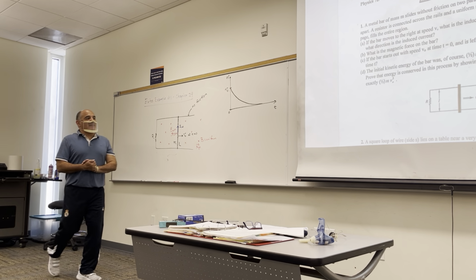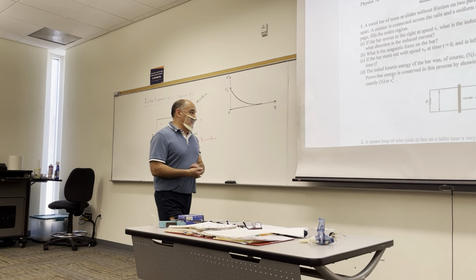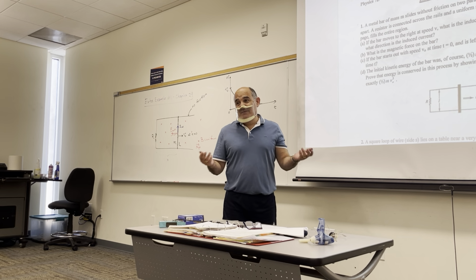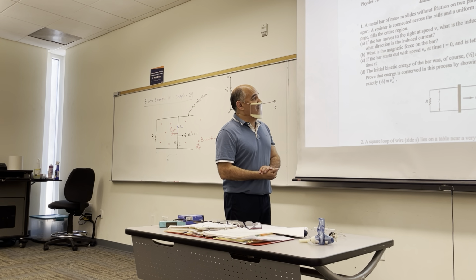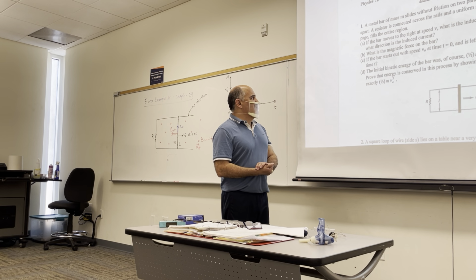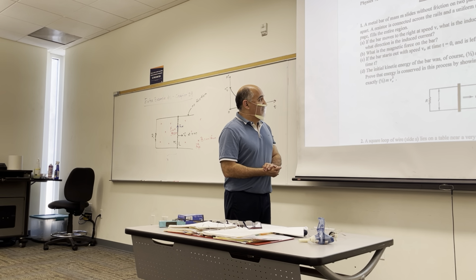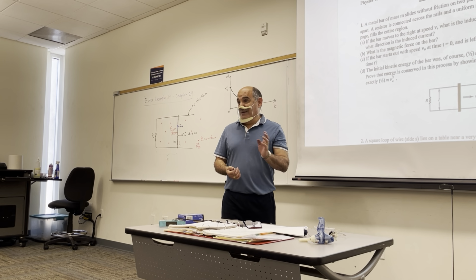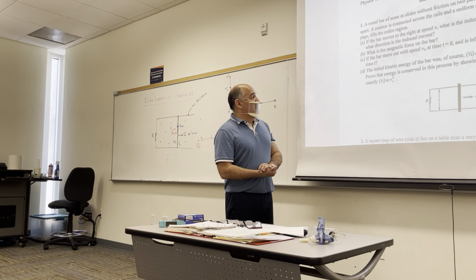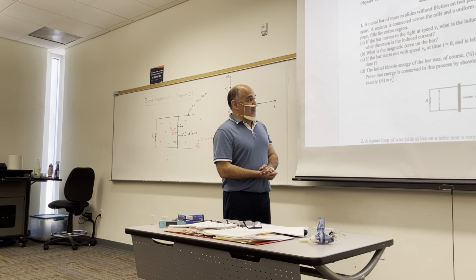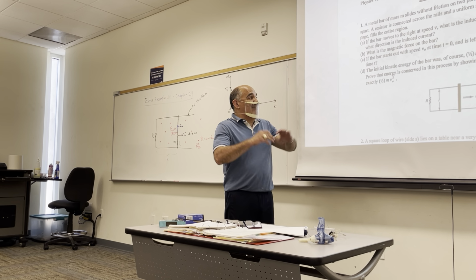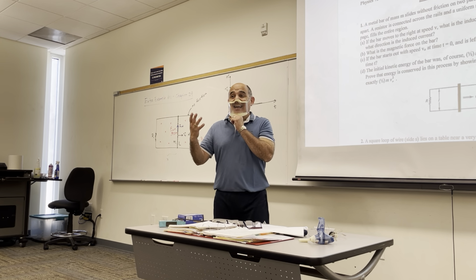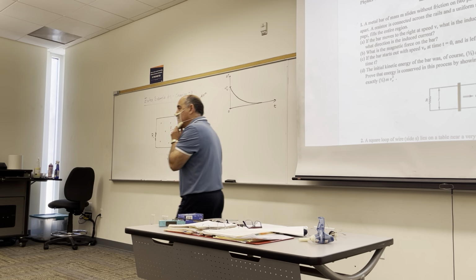So the initial kinetic energy of the bar was, of course, 1/2 m v naught squared, right? Where does this energy go? Prove that energy is conserved. And you have to account for that energy, right? In this process, by showing that the energy gained elsewhere is exactly 1/2 m v naught squared.